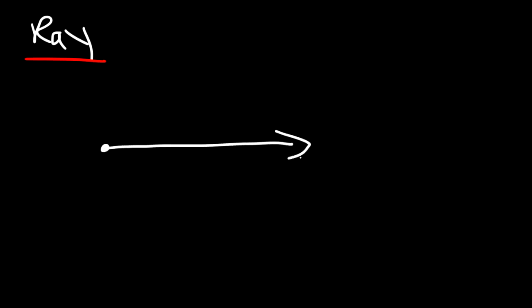Now, what about a ray? How would you describe a ray? A ray has a point and it extends forever in the other direction. So it has a point and an arrow. So let's put some other points on this ray. Let's call this A, B, C. So we can name this ray AC, or we can name it ray, not BC, but AC. I mean AB.